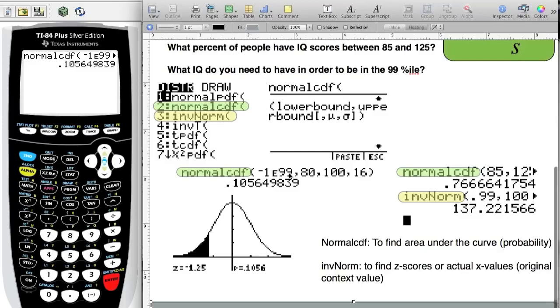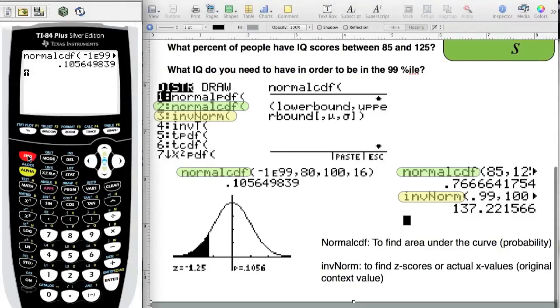The X values that I typed into this problem were 80, 85, and 125. So I have to change my method. I can't use Normalcdf. I put it down here. Normalcdf is to find area under the curve, or probability. invNorm, that's what's in yellow. If I want to use that, then I can find z-scores or the original values in the context, or x values. And so we'll do that one as well.